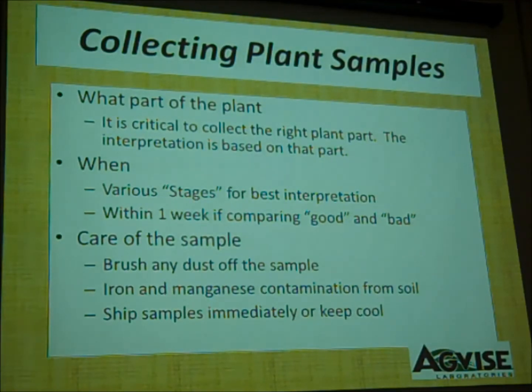Because if you wait longer than that, it can confound the issues with the tissue analysis, because one nutrient can cause trouble with the uptake of others. So we want to get that tissue and soil sample as soon as you see those differences. Just some general things for collecting samples in the field.